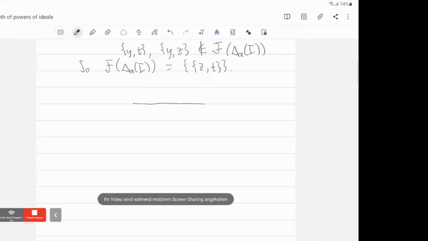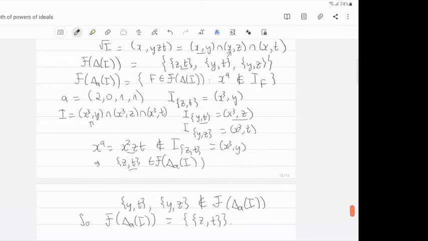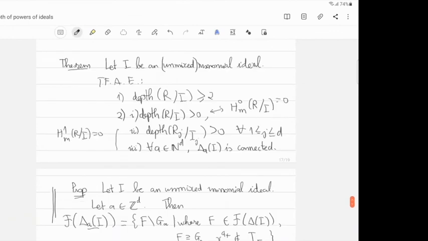Okay. So I share my screen again. What we did was this. We give a combinatorial criterion for depth at least two. The point of this result is that the first and the second conditions you can take easily from the primary decomposition of the ideal. You can read easily whether the depth is positive or not.